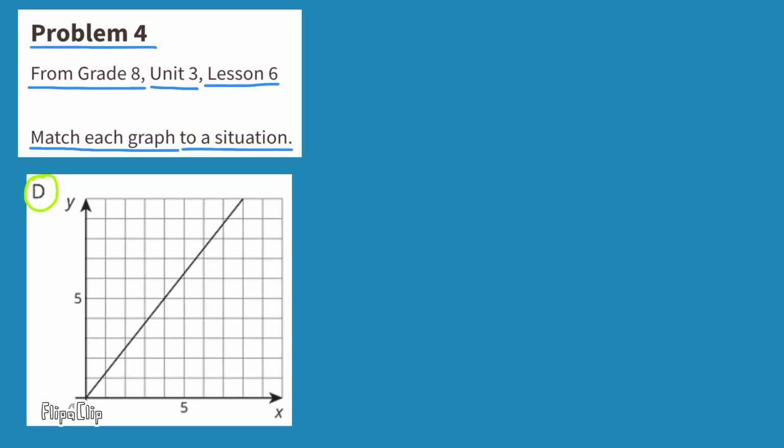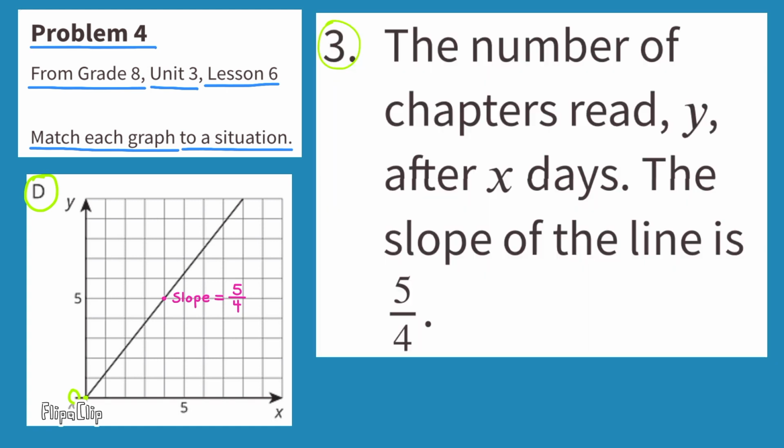Let's look at graph D. Graph D has a y-intercept at the origin, so the y-intercept would be 0, and the slope is 5 over 4. So we're looking for a situation that has either the y-intercept of 0 or a slope of 5/4. The slope of the line is 5/4 for situation number 3. Graph D matches up with situation number 3.